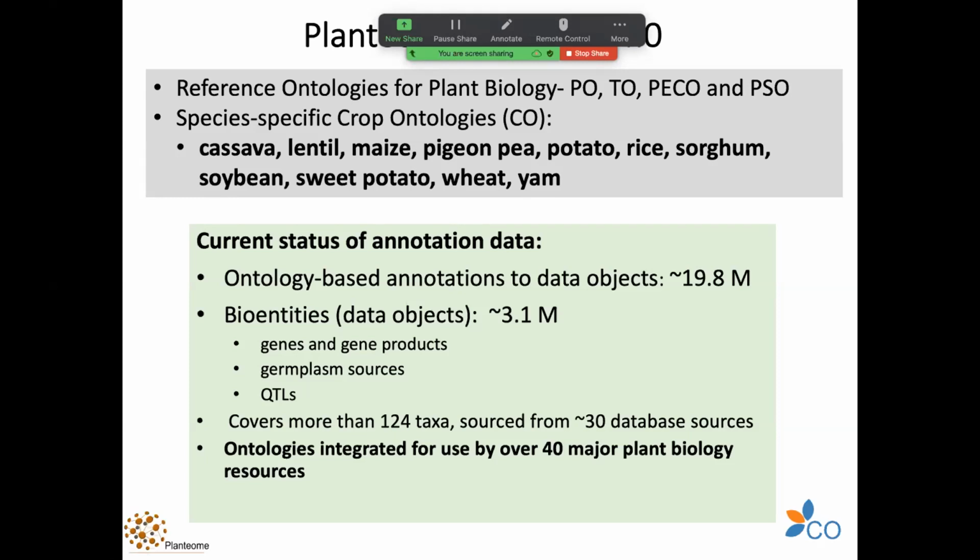So as I mentioned, this covers about 124, 125 taxa, and we're pulling that data in from about 30 database sources. And the Plantium ontologies are used by approximately more than 40 major plant biology resources worldwide. So it's been widely adopted.